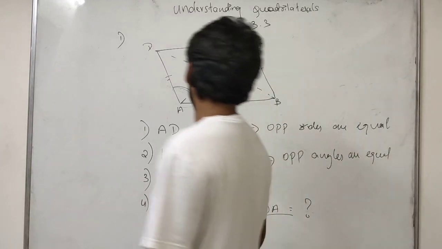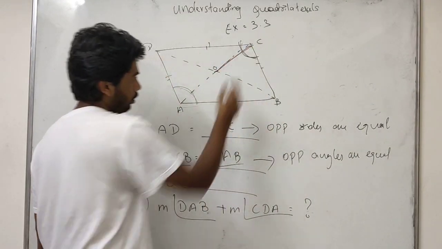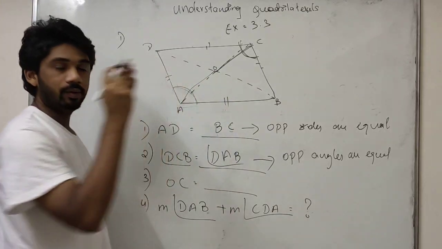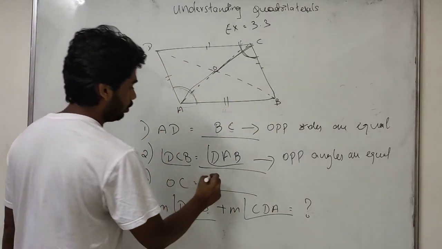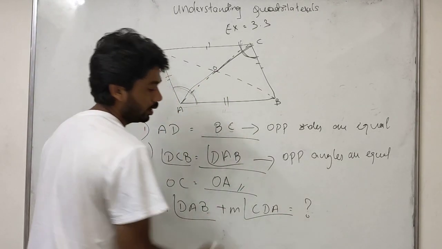Now here, see OC. This part. OC is equal to this part. The diagonals bisect each other, meaning they are divided in half, so OC is equal to OA. Okay, so this is very easy.